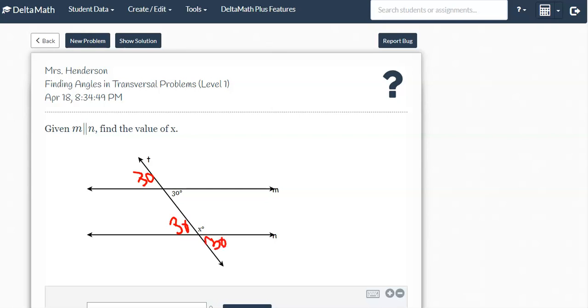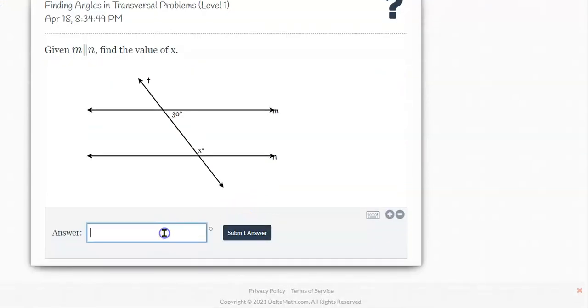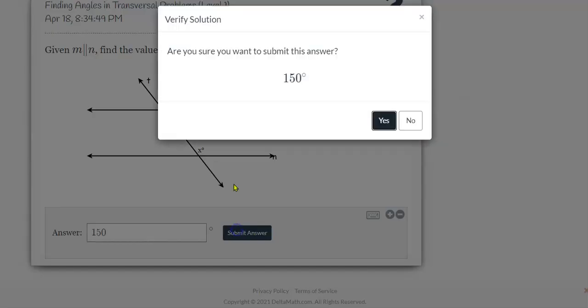And if I know this angle is 30, I can use the supplementary rule to find x. So 30 plus what makes 180? So my mystery angle plus 30 has to add up to 180. Subtract 30 from both sides, and I get 150. So the measure of the missing angle is 150 degrees.